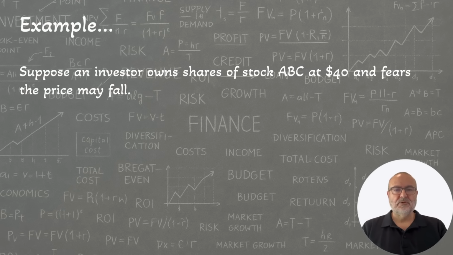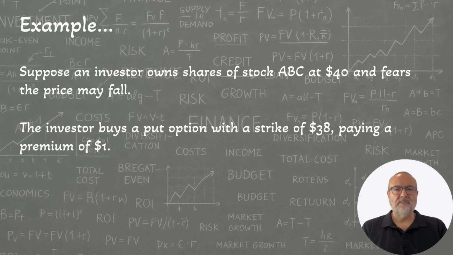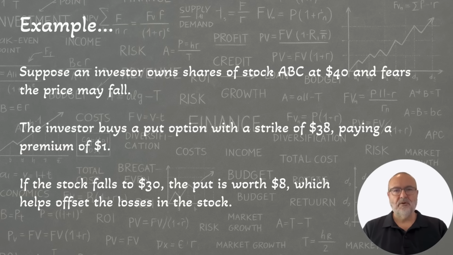Another example involves a put option. Suppose an investor owns shares of stock ABC at $40 and fears the price may fall. The investor buys a put option with a strike of $38, paying a premium of $1. If the stock falls to $30, the put is worth $8, which helps offset the losses in the stock. This is how options can act as insurance.